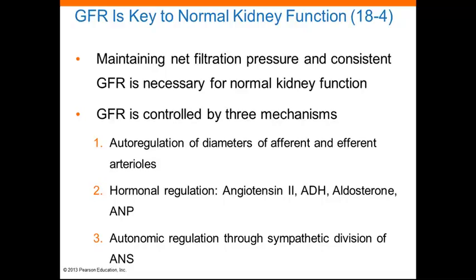GFR is also controlled by hormonal regulation, which results in long-term adjustments of blood pressure and volume that will stabilize glomerular filtration rate. The major hormones here are angiotensin II, antidiuretic hormone (ADH), aldosterone, and atrial natriuretic peptide (ANP), and these mechanisms will be discussed on the next slide, so hold tight with that.